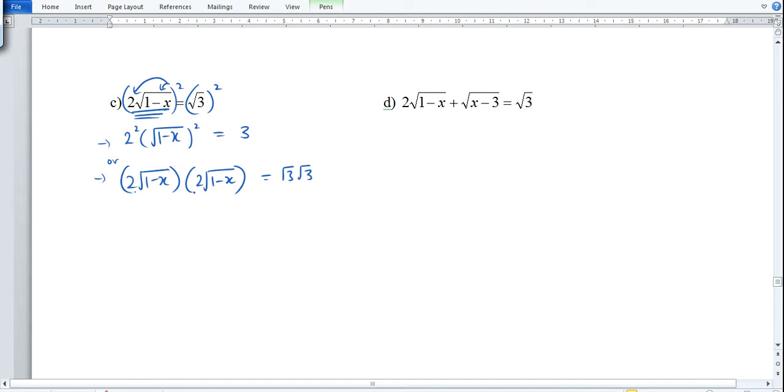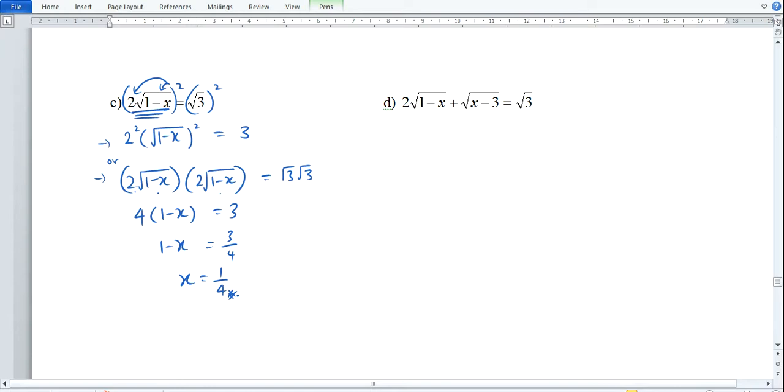Since I have 2 times 2, it is 4. Since I have square root of 1 minus x times square root of 1 minus x, I will get just 1 minus x. So if I simplify, x will be equal to 1/4. Please check if it is correct.